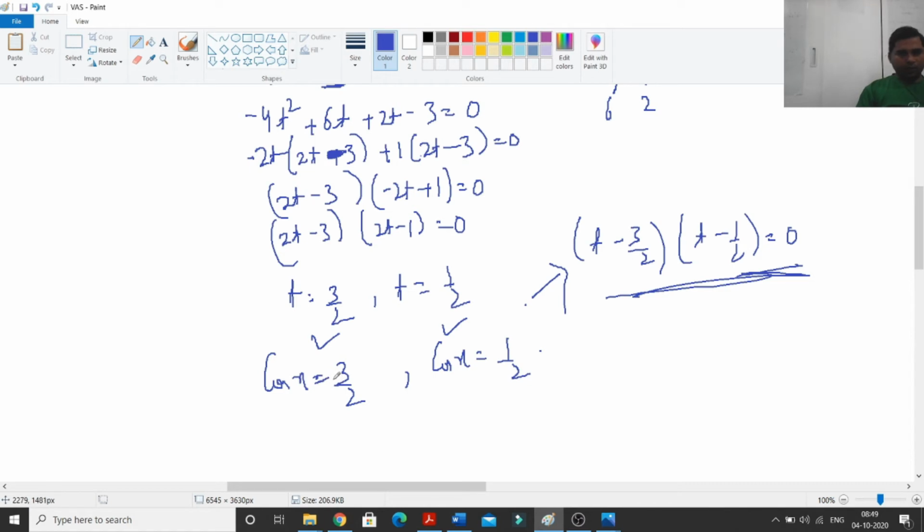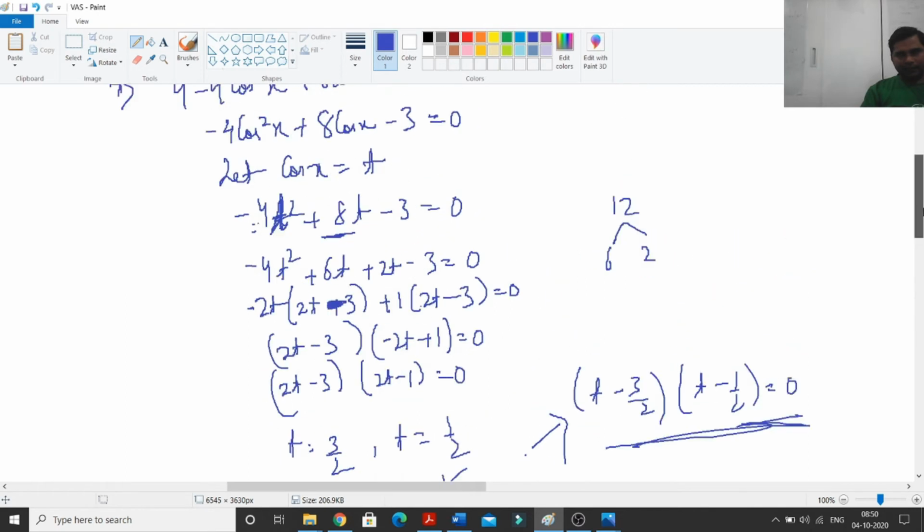But the range of cos is not more than 1, right? Cos lies between -1 and 1, so it cannot be 1.5. So we write this as not possible. This is not true. Now cos x is equal to 1 over 2, so x is equal to cos inverse of 1 over 2. What will be cos inverse of 1 over 2? That will be 60 degrees, right?